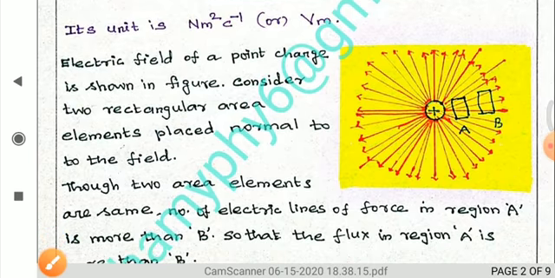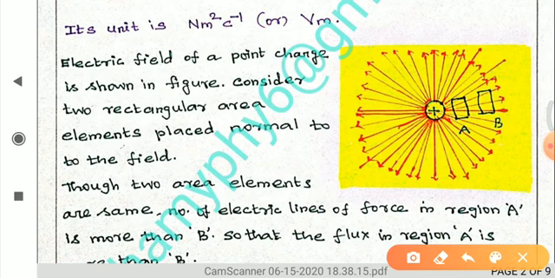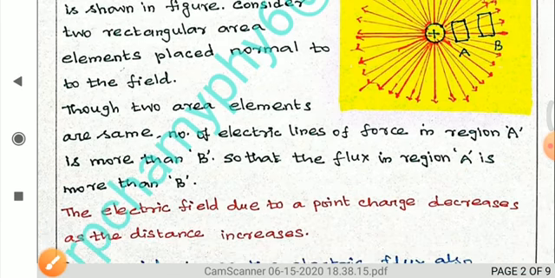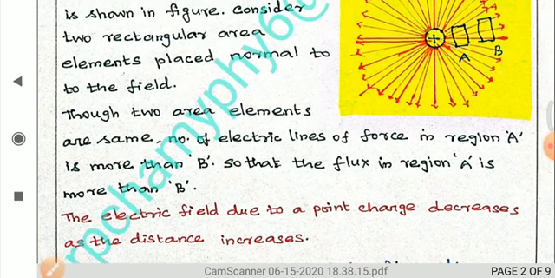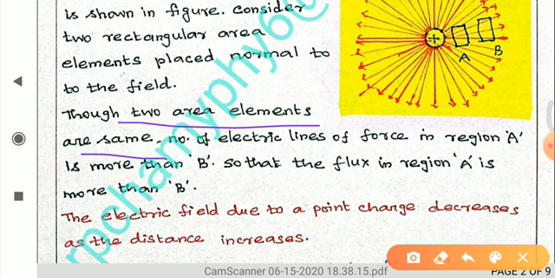So here, to understand the concept, I have given the electric field of a point charge shown in the figure. Consider the rectangular area, that is, we are taking two kinds of area. From this diagram we can understand that the areas of cross section A and B have the same magnitude that I wrote here. Though the two area elements have equal magnitude, the flux in region A is more than B.